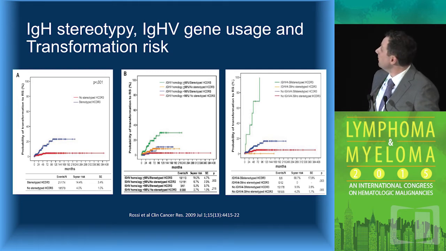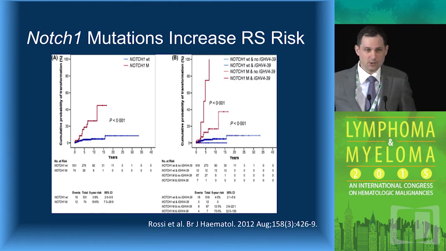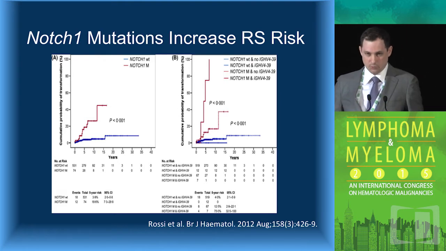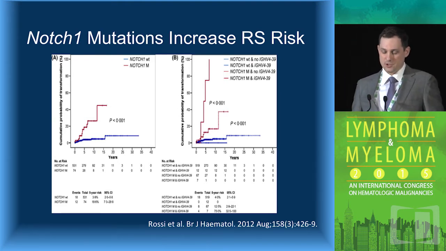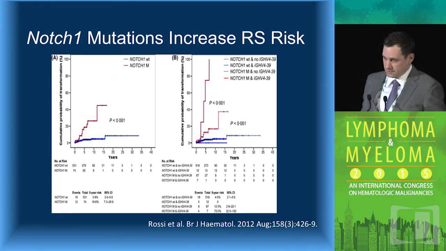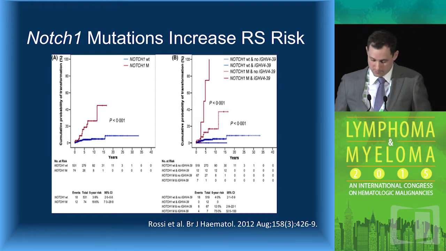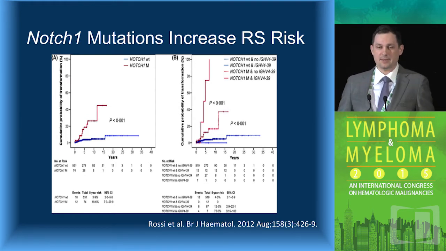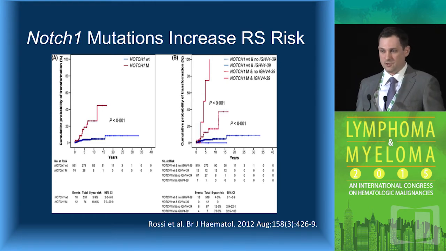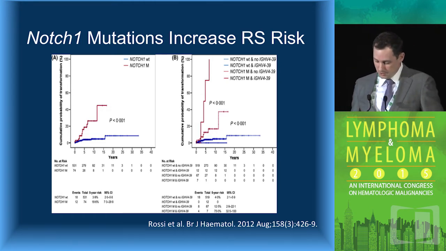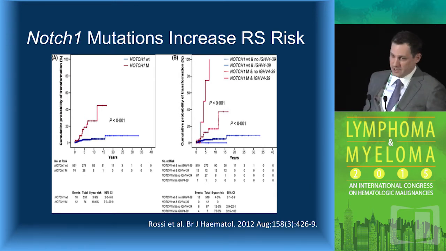When you start to look at molecular defects, Notch1 mutations really have been the major predictor for Richter syndrome risk and transformation. We've seen these slides earlier today, but again, if you have Notch mutated, your risk over 10 years is approaching 20 to 35%. And then when you start to combine these mutations with the V gene usage of high-risk immunoglobulin, such as V4-39, again, you see a very high chance of risk.